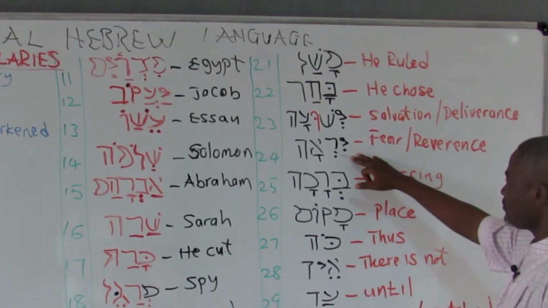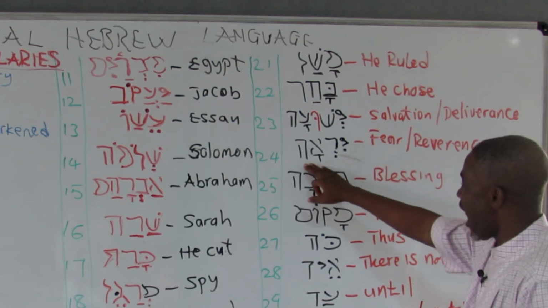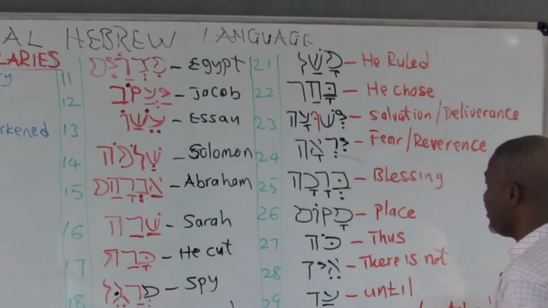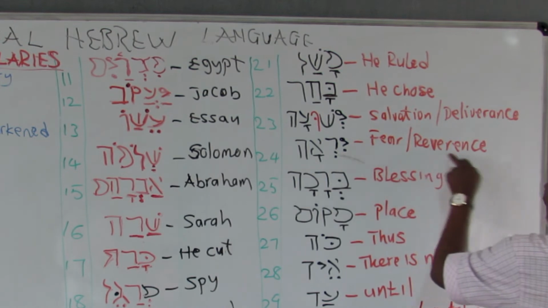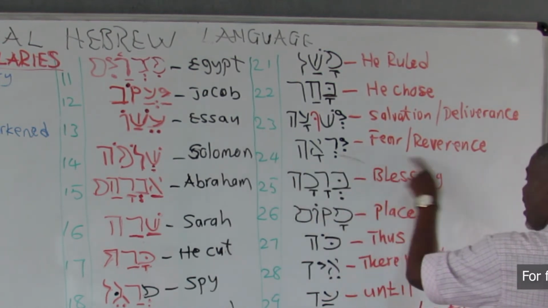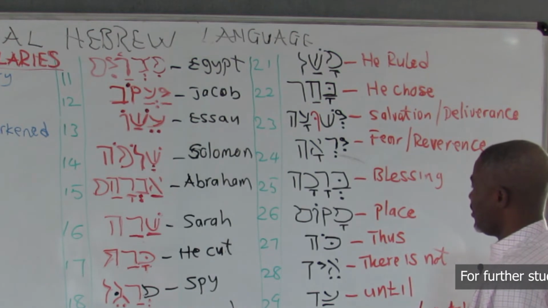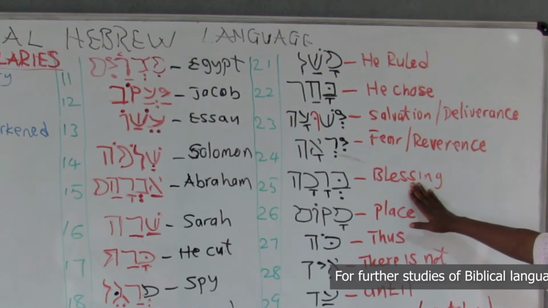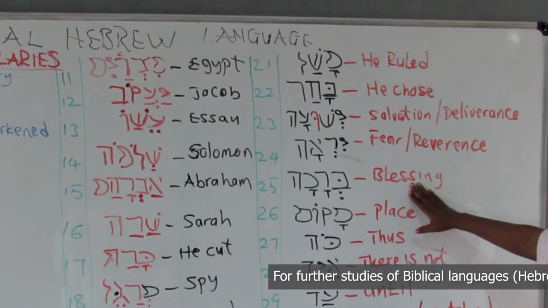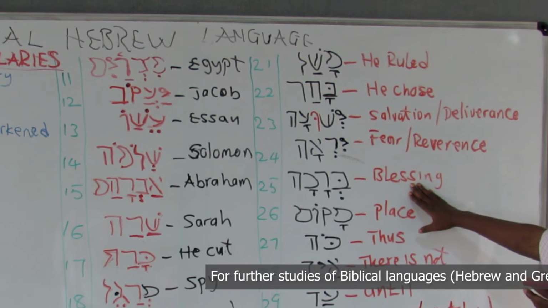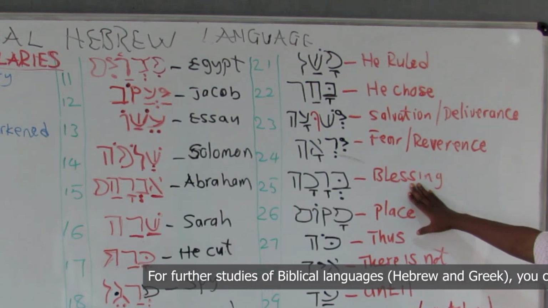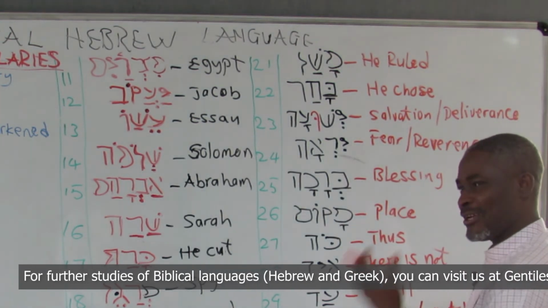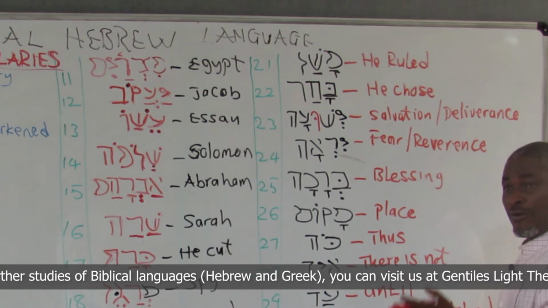Then we have Yira, which means fear or reverence. Then we have Beraka, which means blessing. Like you have Barakat in the Arabic language, it means blessing. Baraka in Hebrew, and in Arabic also, means blessing. So, you know, they are cognate. They are in the same school of language.